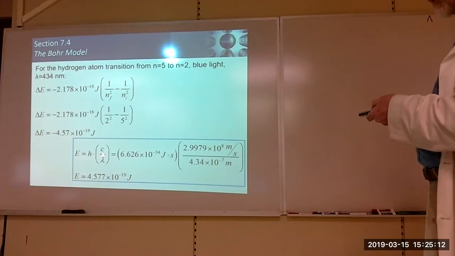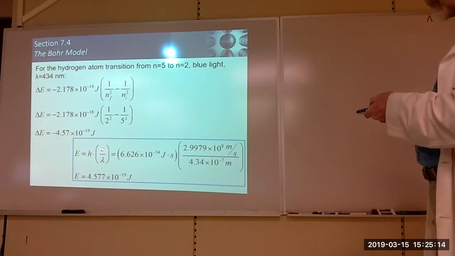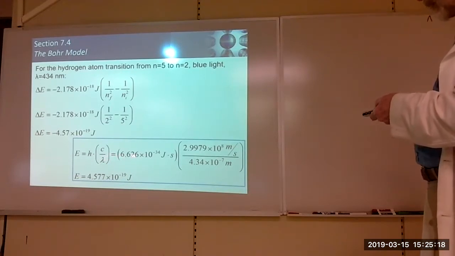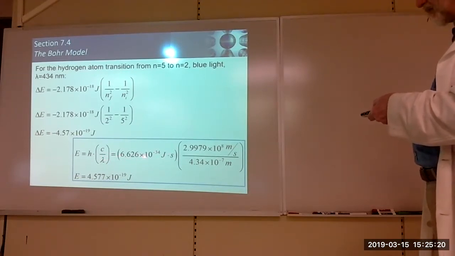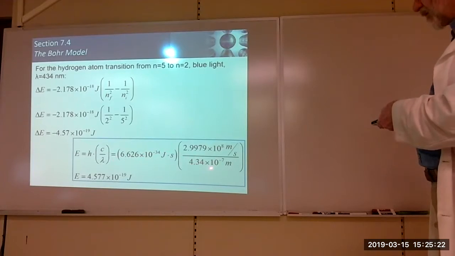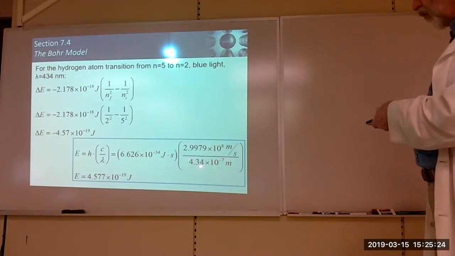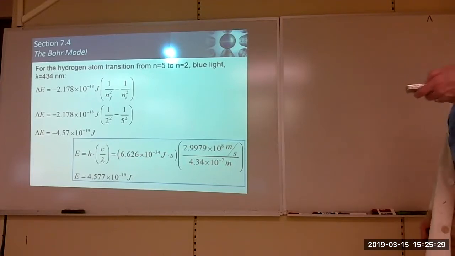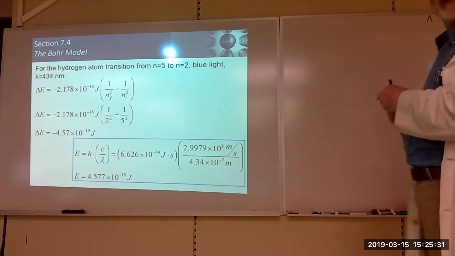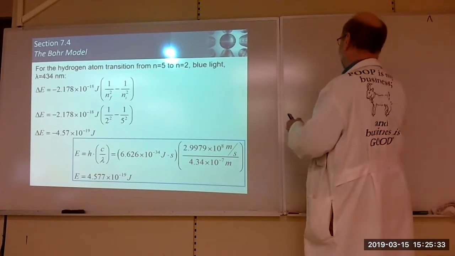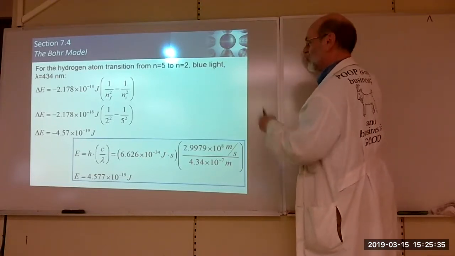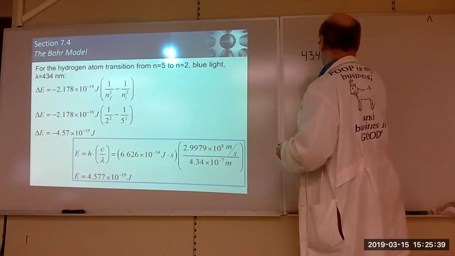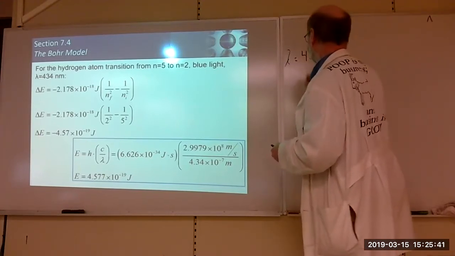The energy, so we're going to use Planck's constant times speed of light divided by wavelength. And there's Planck's constant, and this is the wavelength in meters, right? It has to be meters. It's given as nanometers. So what's a nanometer, right? Let's use that example. 434 nanometers is the wavelength, right?